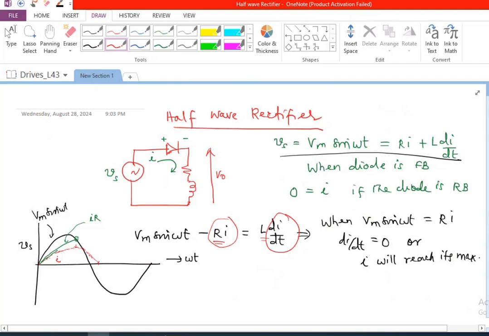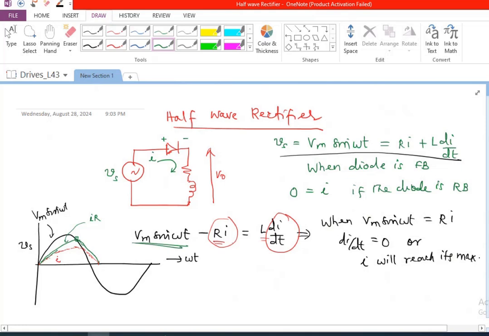after this point, if I try to look at what is IR, IR is going to be somewhat like this. Because it's a scalar multiplication of the current, this is what is IR. So until this point, Vm sin omega t was greater than IR.